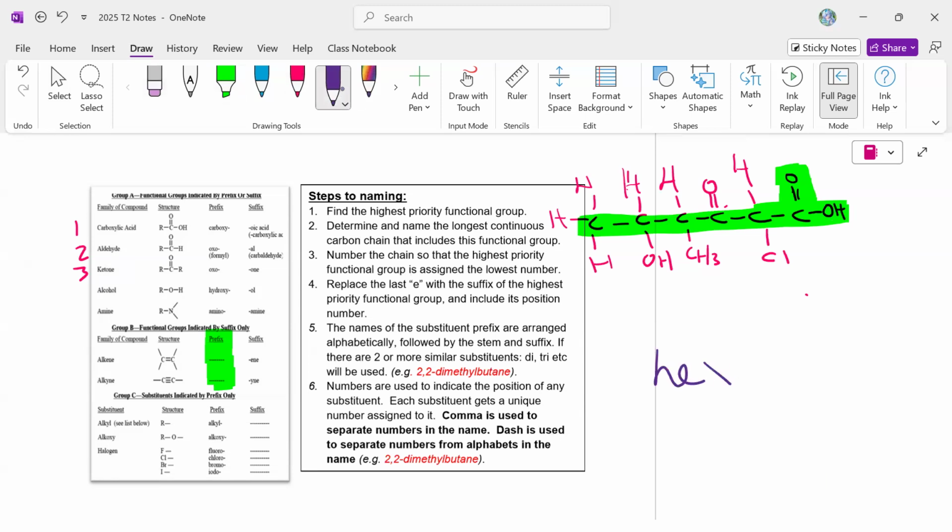So hexane, I remember hexane. So I name the longest continuous carbon chain that includes the acid. I'm going to clean off the E and put in oic acid. Now I don't need to tell people it's number 1 because it's default 1 for acid. So I'm going to label it number 1, and then 2, and then 3, and then 4, and then 5, and then 6.